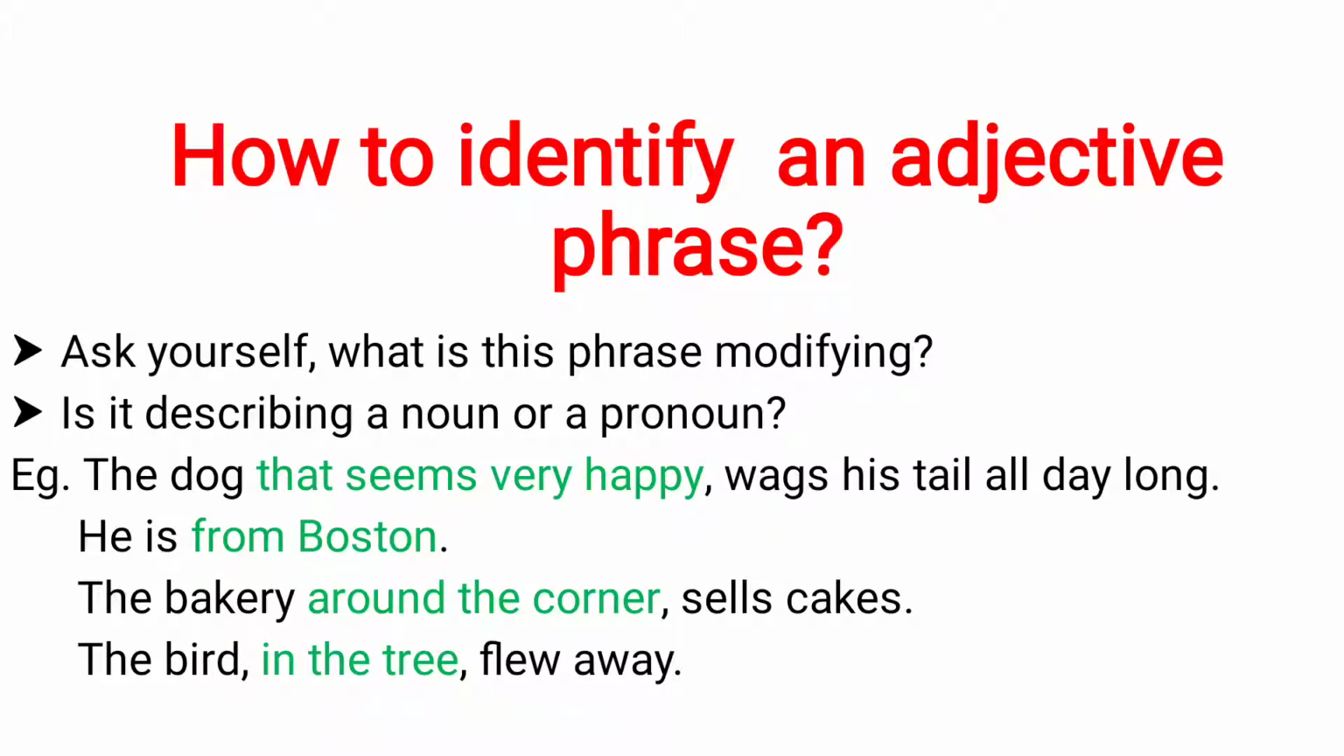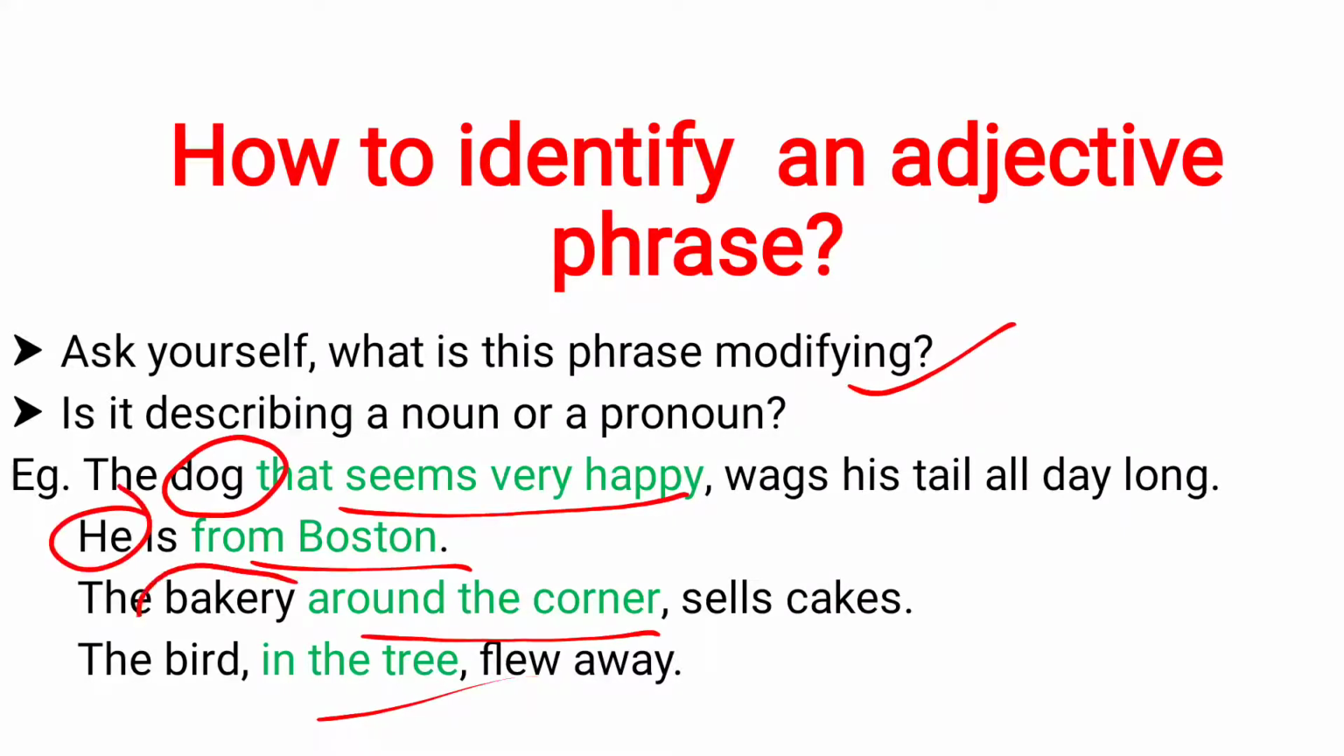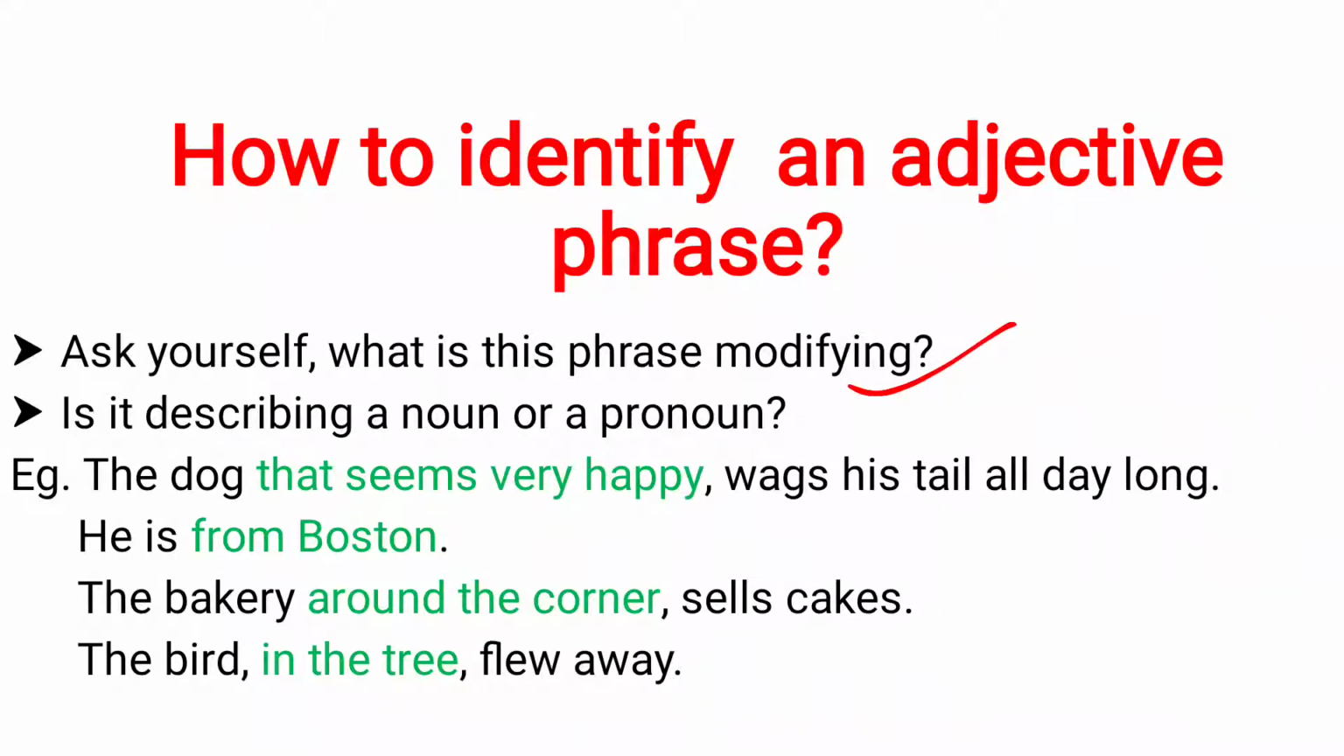So, in all these examples, we can see that this group of words is modifying a particular noun or a pronoun. So, here we have nouns or pronouns, and that is why these groups of words are acting as adjective phrases. The bird in the tree flew away. So, in the tree means we are talking about that particular bird which is there in the tree. This particular group of words is an adjective phrase, and I hope you have understood what an adjective phrase is.